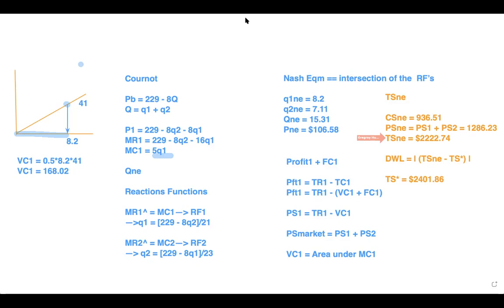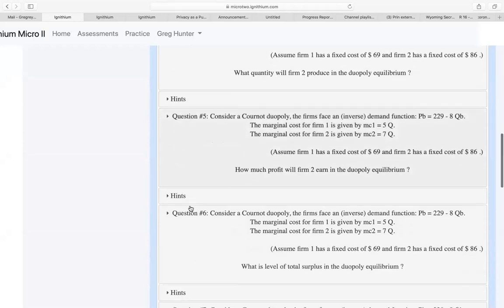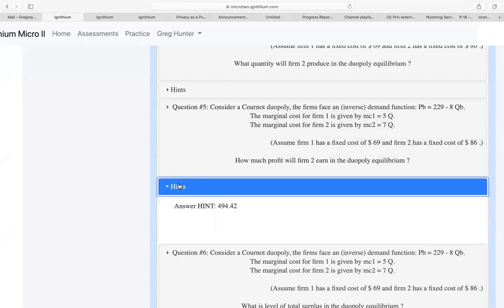We'll go back to Ignition. What quantity will firm 2 produce? Well, we did that already. How much profit will firm 2 earn? Did you get that one, Michael? I'm sorry, I got 494.54. Okay. Good job.